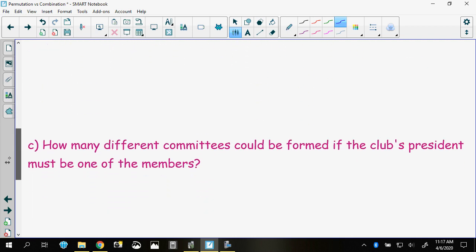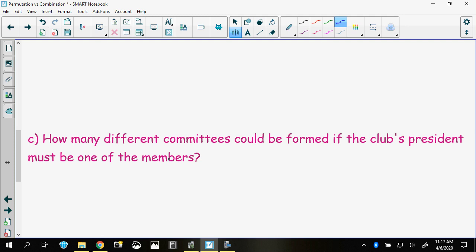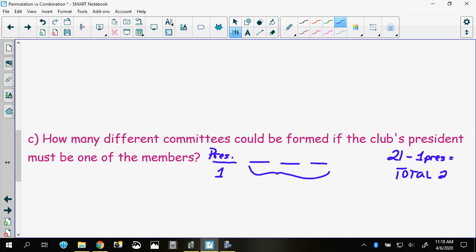Now, if the club president has to be one of the members. So in this case, we have a restriction that one of our spaces has to be filled by the president. The other 3 spaces can be filled by any other members of the group. So if one space has to be the president, and there's only one person that can be the president, that's a choice of 1. Now, in this group, we have anyone other than the president. So out of the 21 members, we have to subtract the 1 person that is the president, and that gives us a total of 20 people to choose from.